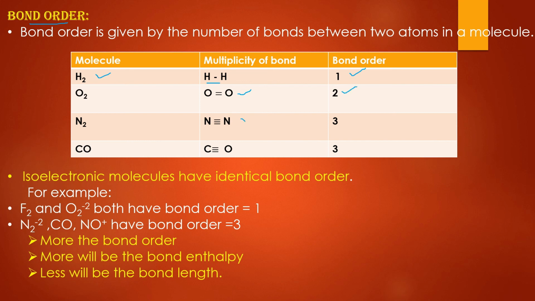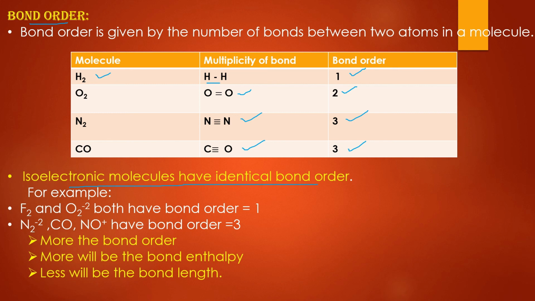In nitrogen there is a triple bond, so the bond order is 3. In carbon monoxide there is a triple bond, so the bond order is 3. Now one more important thing: sometimes you are asked to calculate the bond order in O2 minus 2, or CO, or NO plus, so it will be difficult for you. So just remember one thing, that isoelectronic molecules have identical bond order.